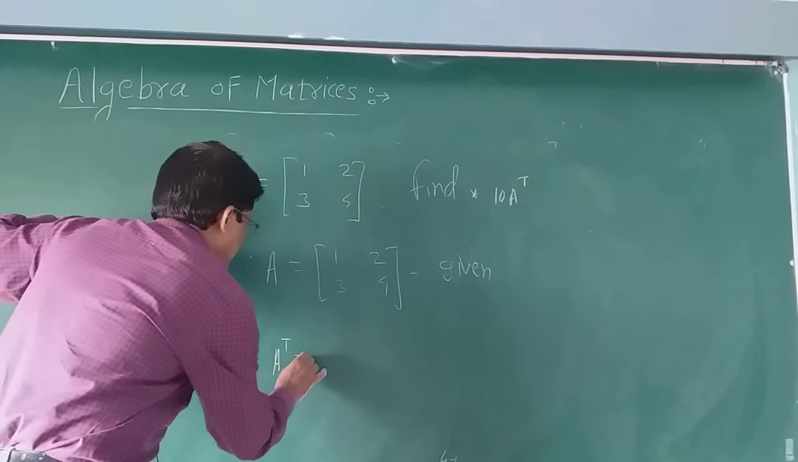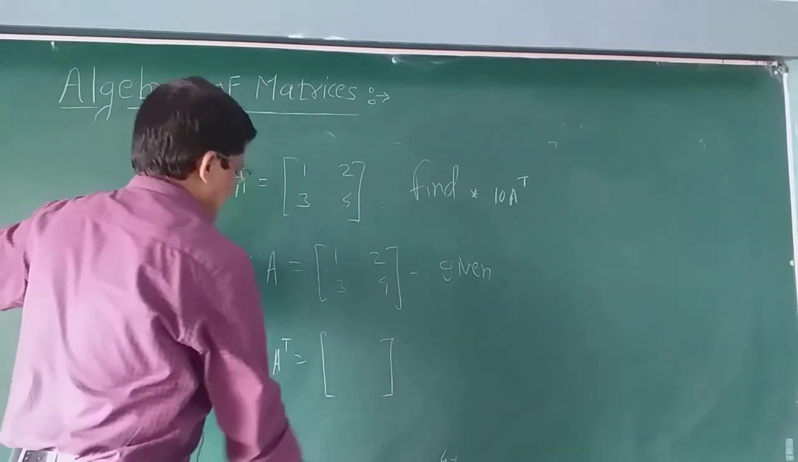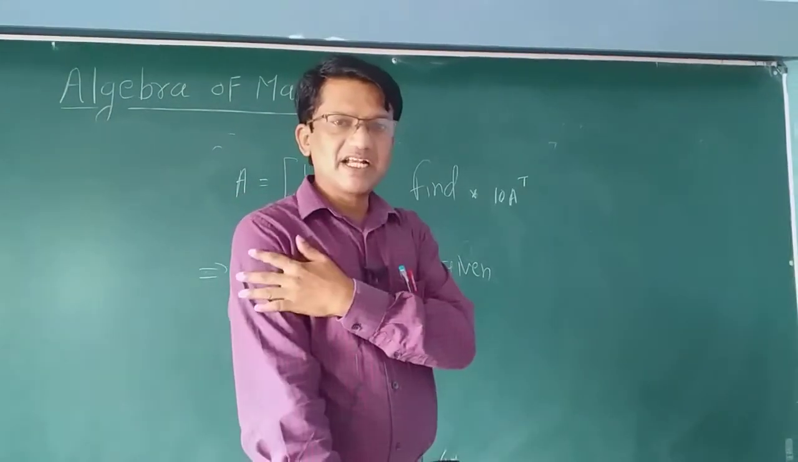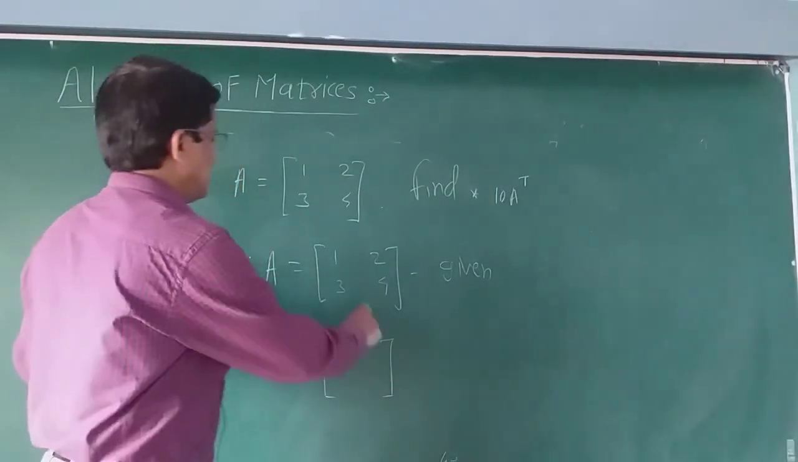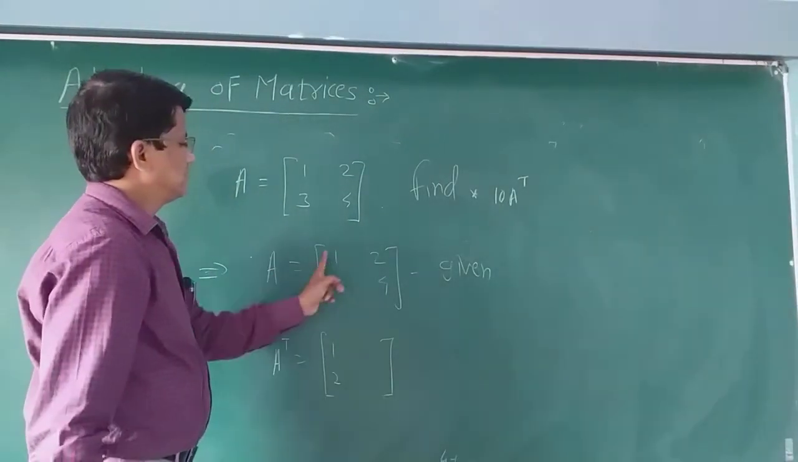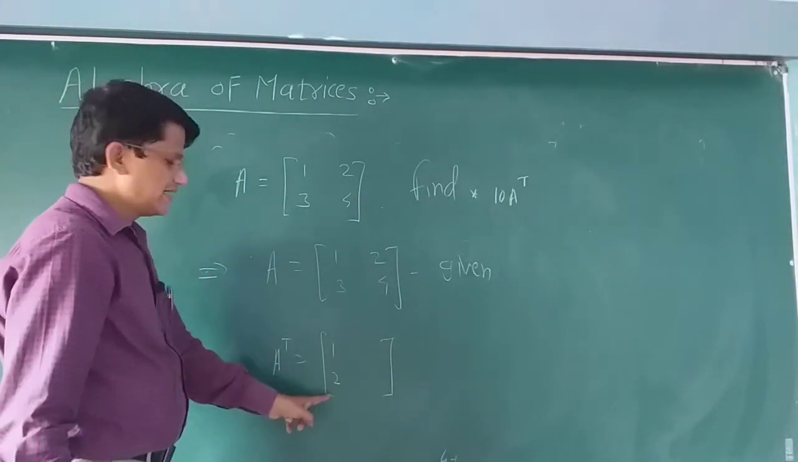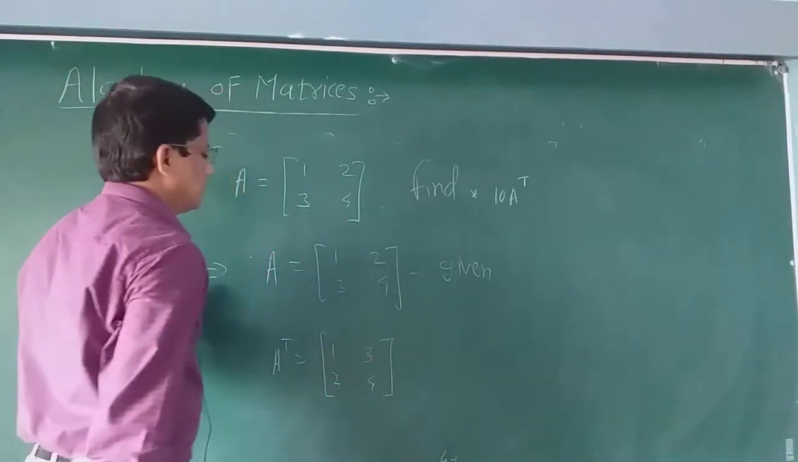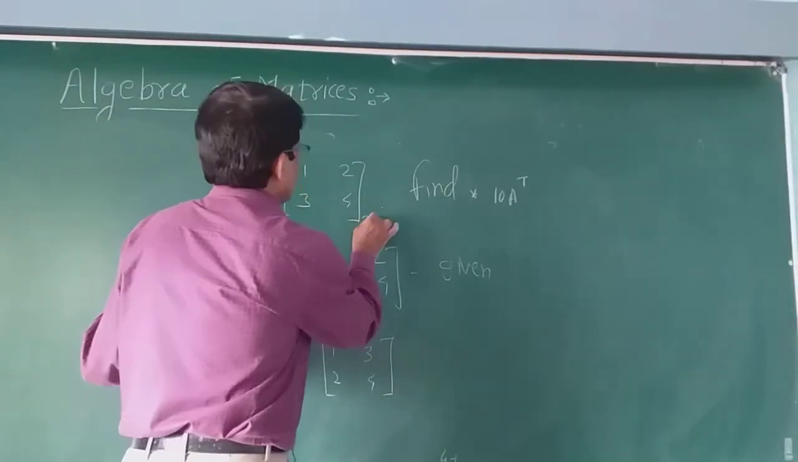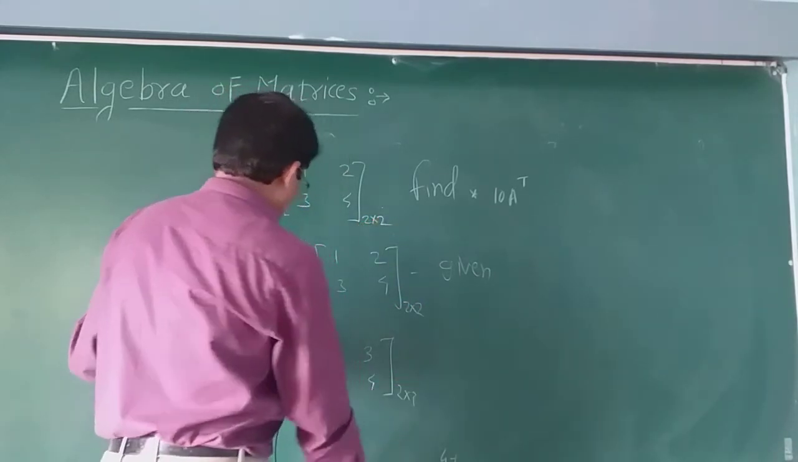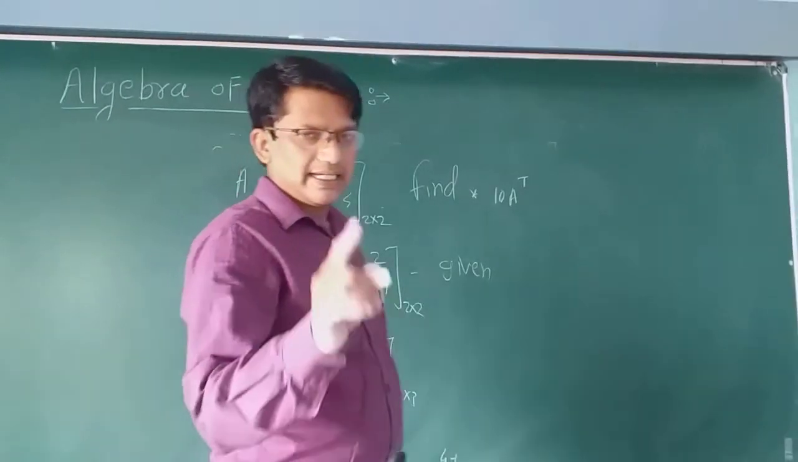We have to find A transpose. Therefore A transpose. And how can we find the transpose? Here row number first, write like this: row number first, write in a vertical column. Row number second, write like this. So this is of order 2 by 2, here also 2 by 2. Thus we get A transpose.